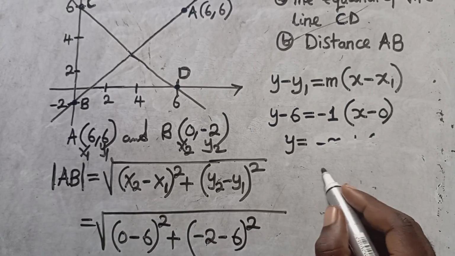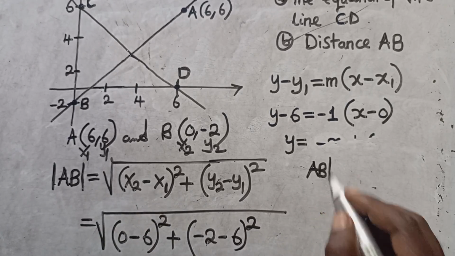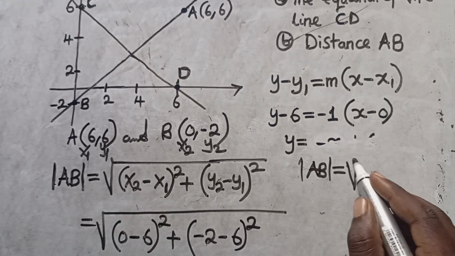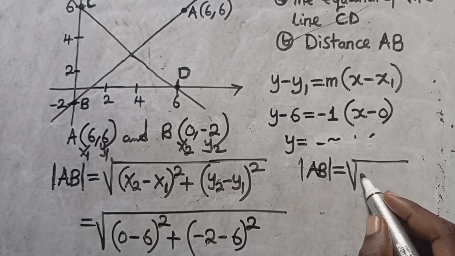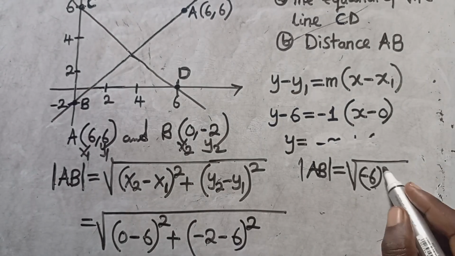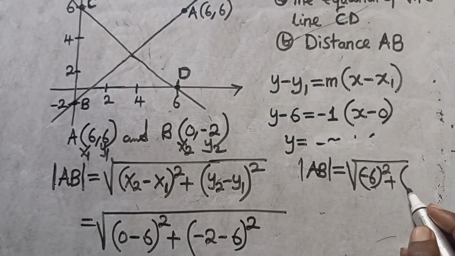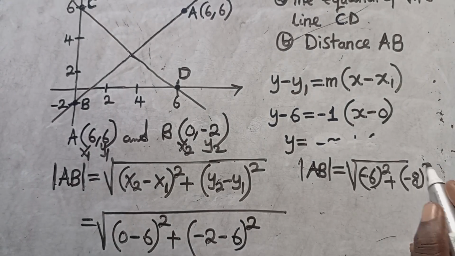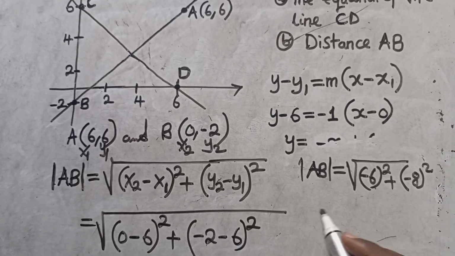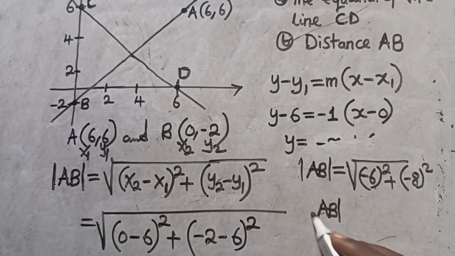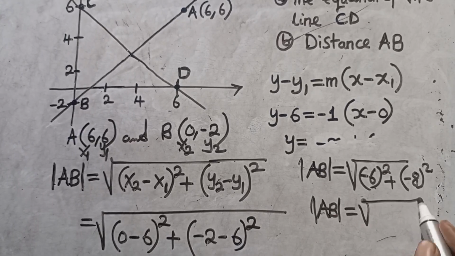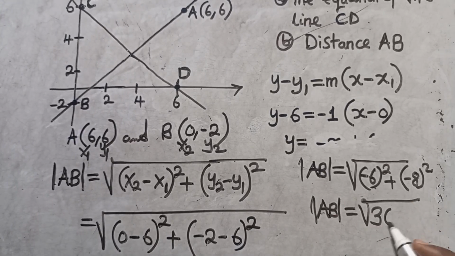What answer am I going to get? AB is equal to, here I'm going to get negative 6 squared, plus here I'm going to get negative 8 squared. So meaning that AB is now equal to what? This is 36. I'm going to get 36 plus this is 64. When I add the two, I'm getting 100.